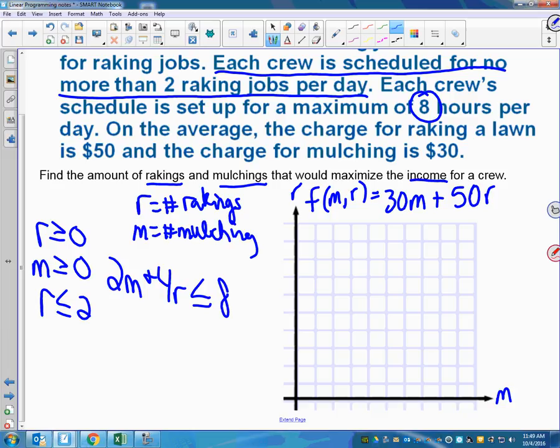So if I'm going to graph these, R is greater than or equal to 0, M is greater than or equal to 0. It's up to you if you graph that or not. Those are just your X and your Y axis, so that would just be this line and this line, because I can't have a negative value. R is less than or equal to 2. R is like my Y value. So R is 2 is right here, and that would be just this line right here.